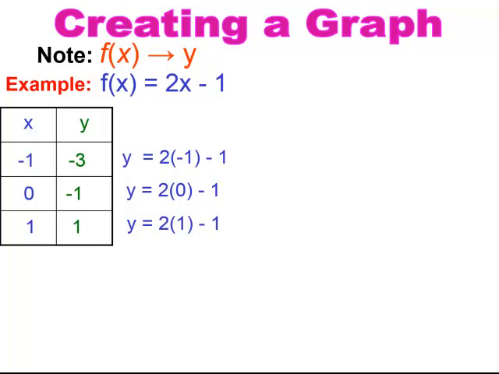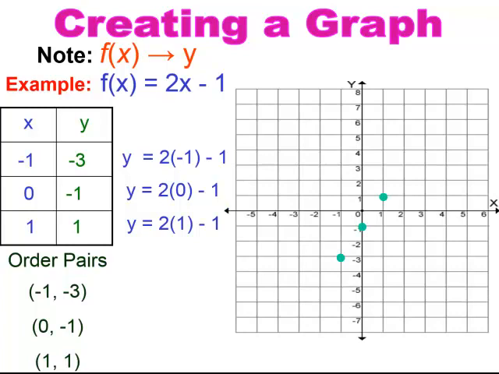Now that I have my table of values filled out, I can create my ordered pairs. Remember, the ordered pairs are the points that you will be plotting on the coordinate plane. The first value is your x and the second value is your y. You're going to take these ordered pairs and plot them on the coordinate plane.